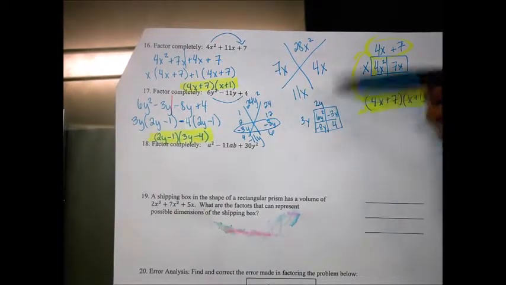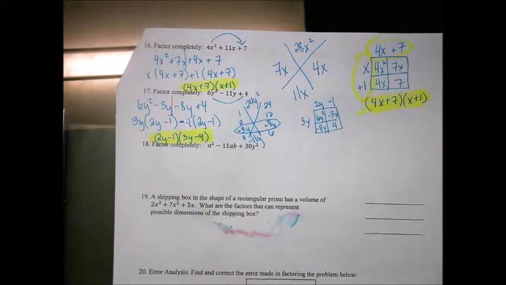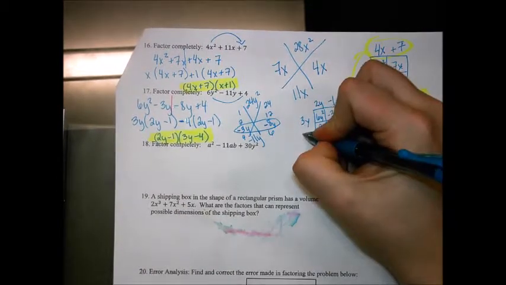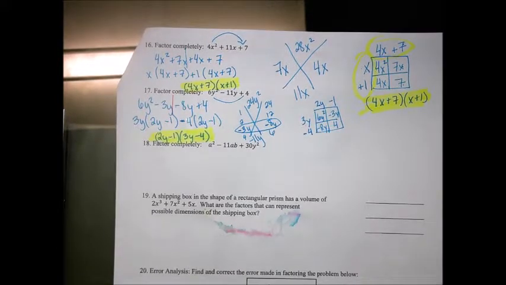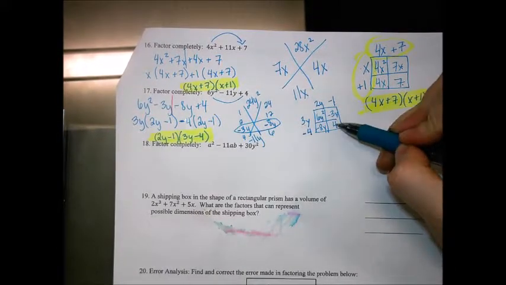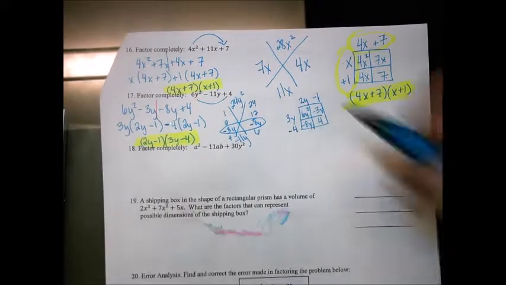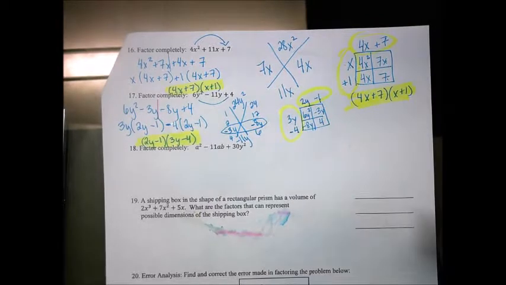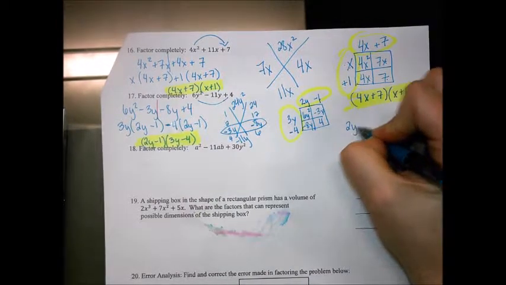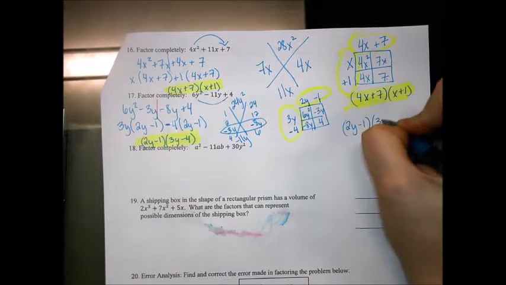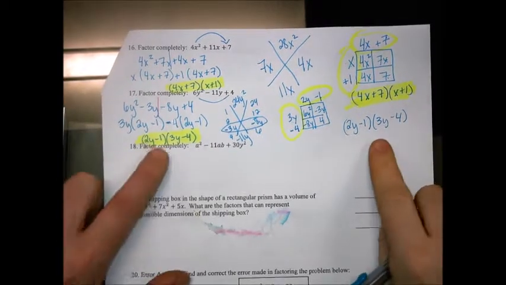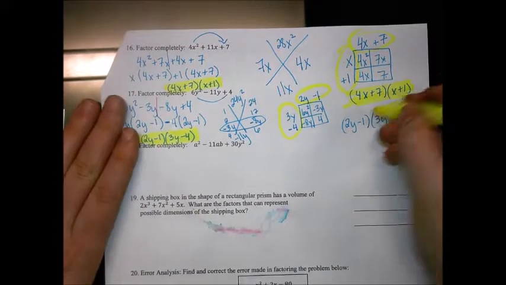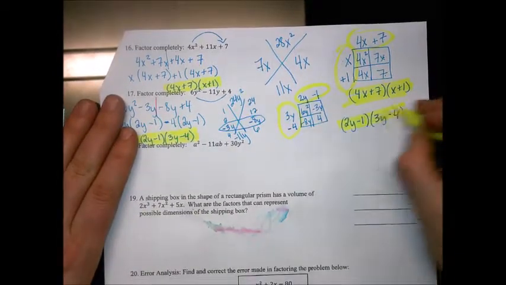3y times what gives me negative 3y? Negative 1. 2y times what number gives me negative 8y? Negative 4. And negative 4 times negative 1 is positive 4. So that works, which means my answer comes from the outside, which is 2y minus 1 and 3y minus 4, which is nice because those match. You can solve either way. You do not need to solve both ways.